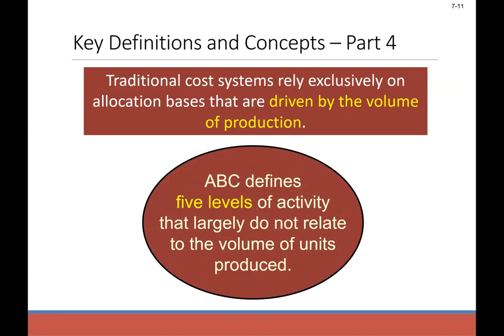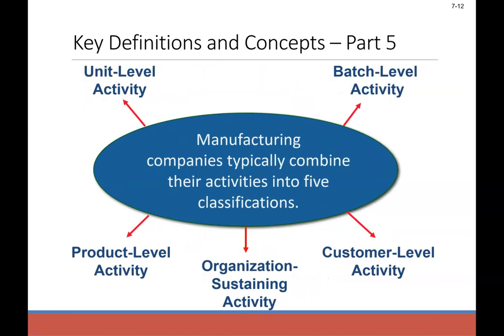Now, when we use traditional systems, they rely on allocation bases that are always driven by volume of production. With activity-based costing, we're going to look at 5 levels of activity that largely do not relate to the volume of units produced. So here with ABC, we're going to look at unit level activities, batch level activities, product level activities, customer level activities, and then organization sustaining activities.